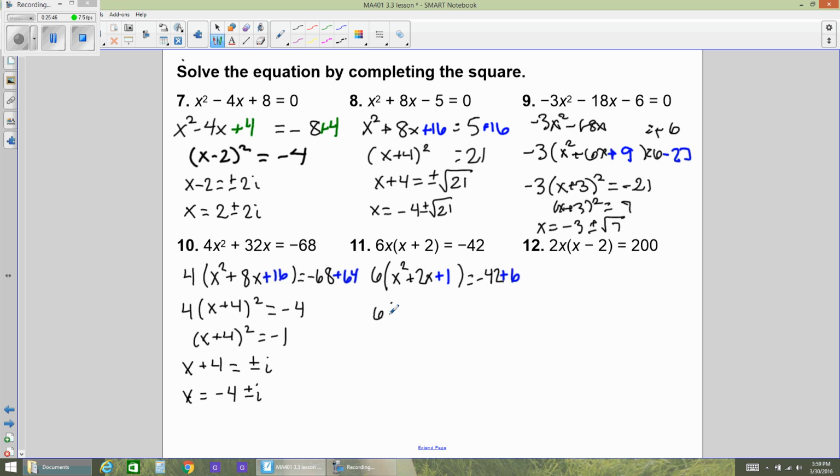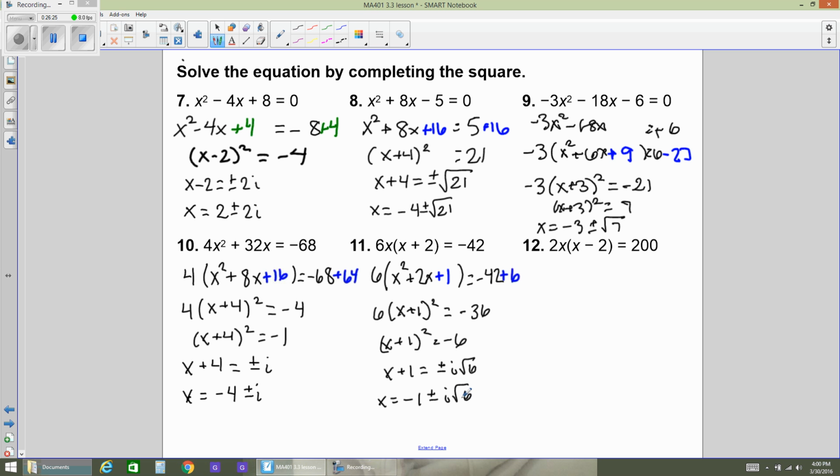Okay, so I have 6 times the quantity x plus 1 squared, and then negative 42 plus 6, negative 36. Divide by 6 on both sides. You get negative 6. So you have x plus 1 equals plus or minus i radical 6. Subtract your 1. You get negative 1 plus or minus i radical 6.